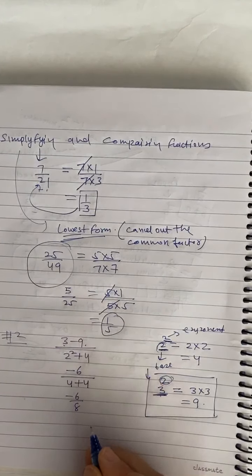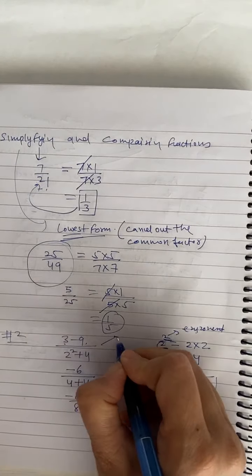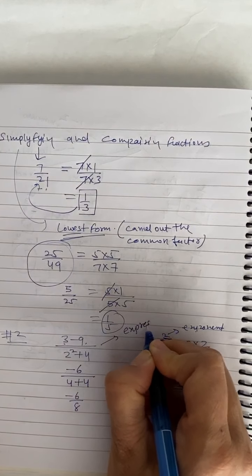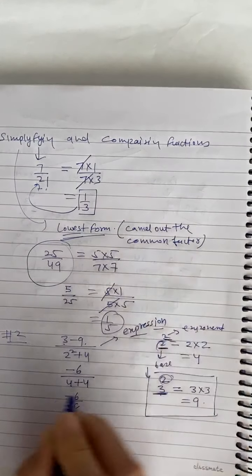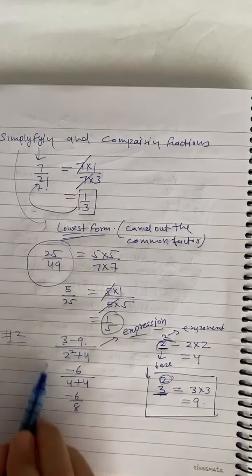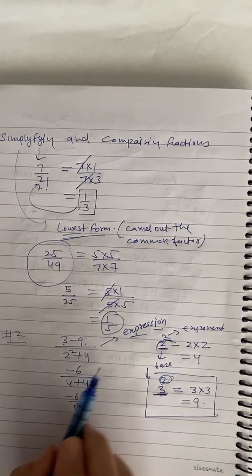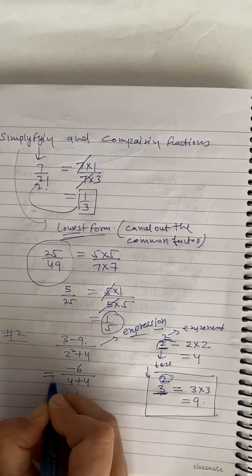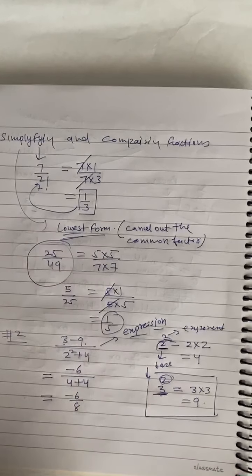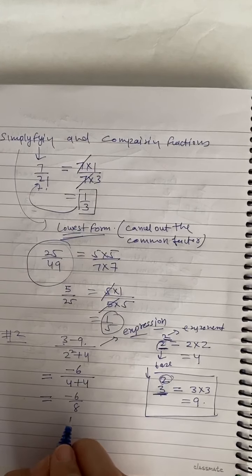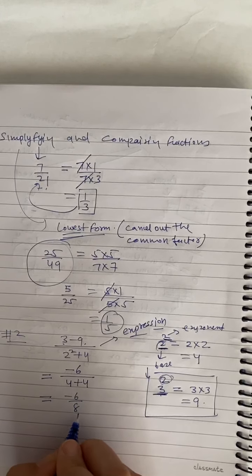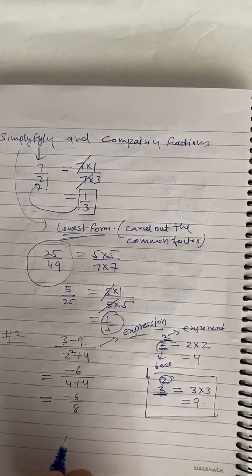Whenever you are simplifying, this is called an expression. Expression means there is no equal sign here. So whenever you are simplifying any expression, you always have to use an equal sign in front of it. Now, we cannot leave our answer as negative 6 over 8. Why can't we leave it here? Because it's not simplified, so we need to simplify it.